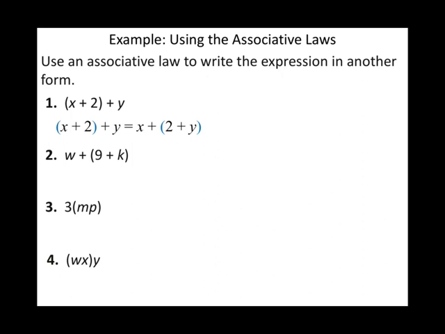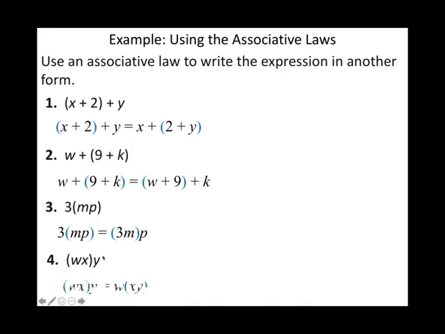Okay, check the work, number 2. That will be equal to parenthesis w plus 9 and then plus k. This one, I could multiply these two first. So 3m times the p. This one, I could multiply the x, y here first. So w times parenthesis x and y.